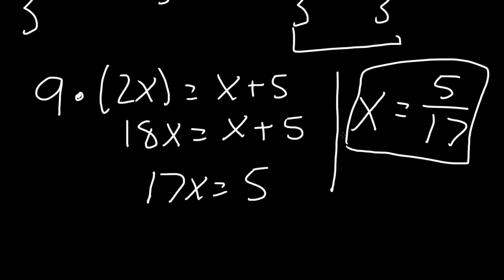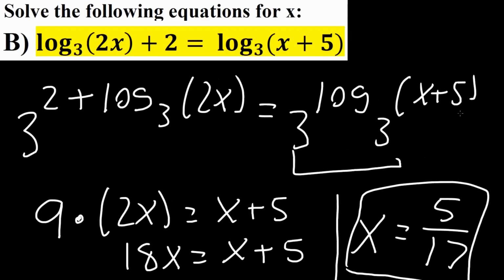But we're not done yet. What we need to do next is plug in x is equal to 5 over 17 to make sure it's an actual answer. So when we plug in 5 over 17, we get a number greater than 0. We plug in 5 over 17, we also get a number greater than 0. So this is an actual answer.